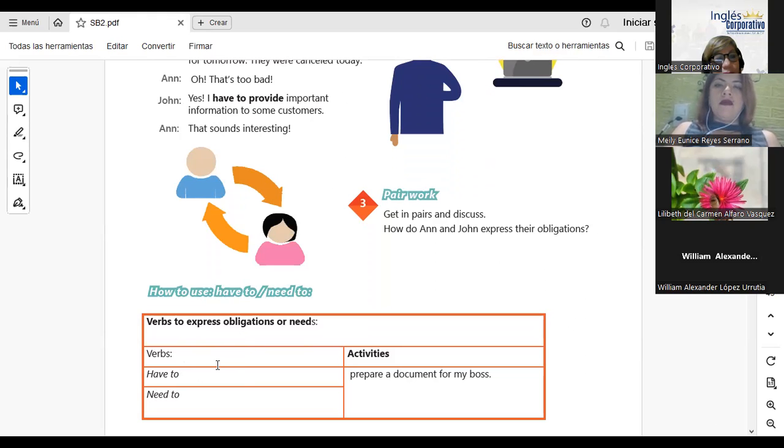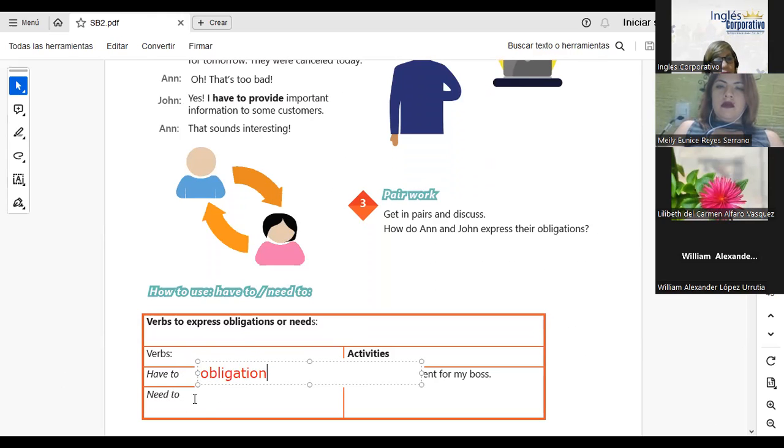What do you express when you use have to? Obligation. Obligation. Obligation. And what do you express when you use need to?